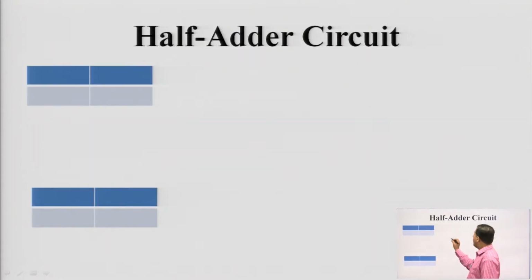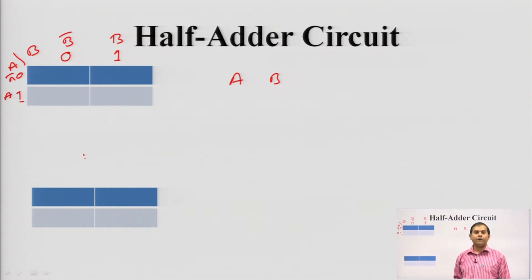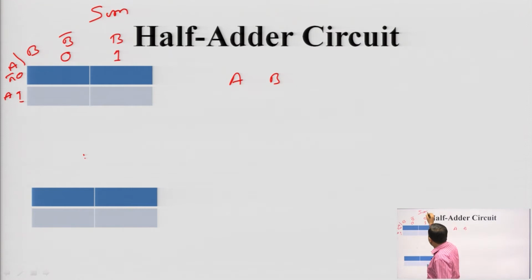Here there are 2 variables A and B. So, here we will write A and B, 0 1, 0 1. This is B bar, this is B, this is A bar, this is A. If you have any doubt about K map, you can refer to the previous videos. This K map will be for sum and this K map for carry; this is C, this is S.